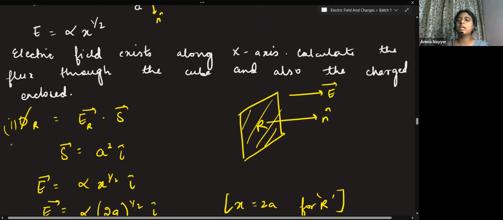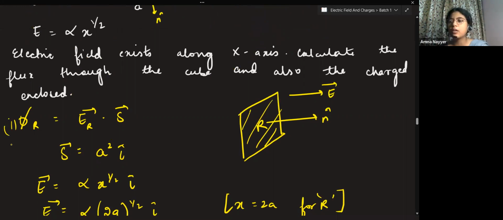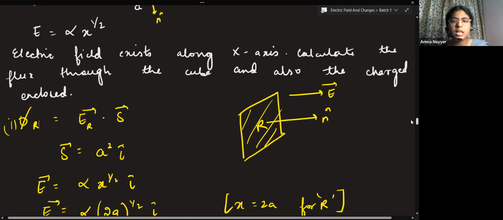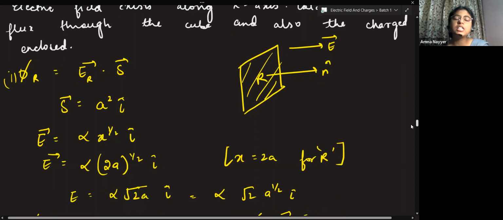We had seen for the rest of the faces, since it was making an angle of 90 degrees, it came out to be 0. Now it will be for only the left and right faces. Now see, we have to calculate the charge enclosed.